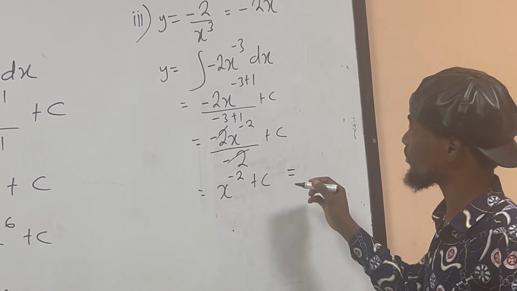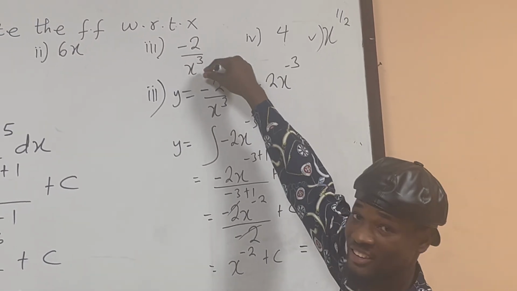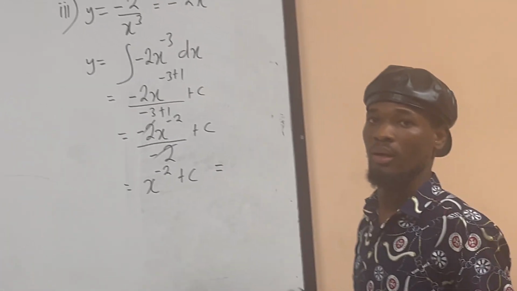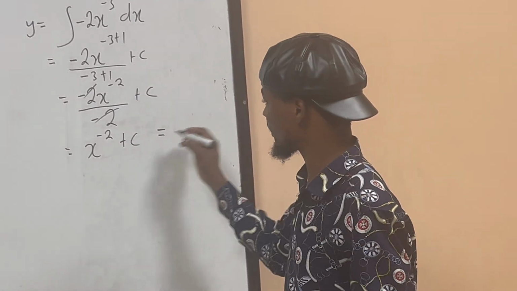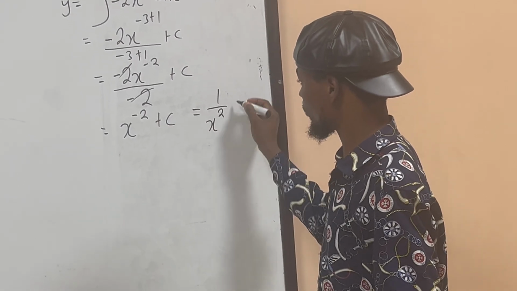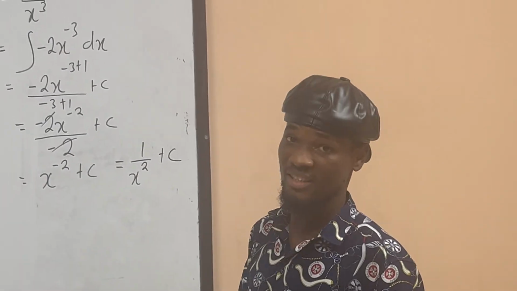This is the same as, you see from the question, we are given this in fractional form, so I can convert this back to the fraction. So this is the same as 1 over x to the power 2, plus my constant of integration.